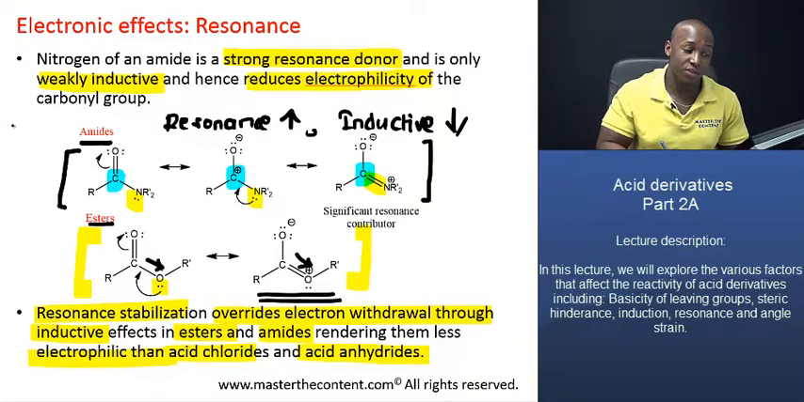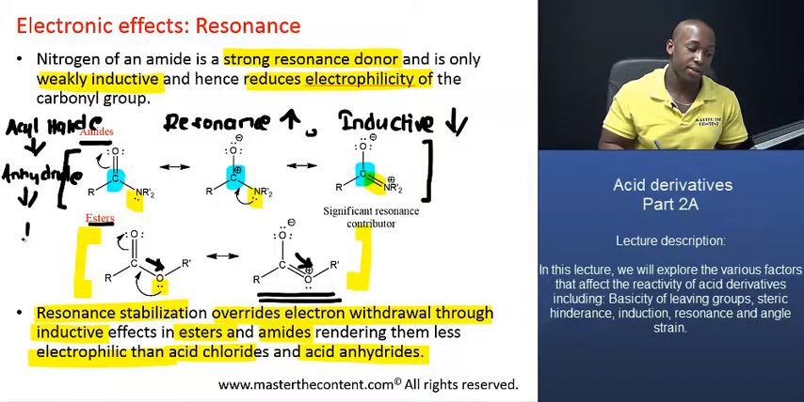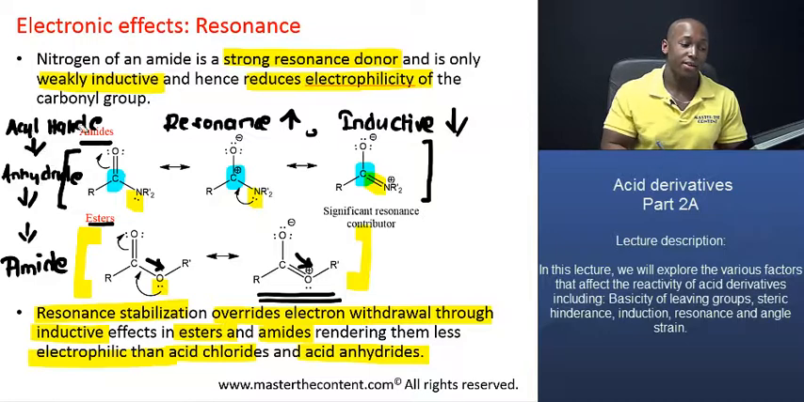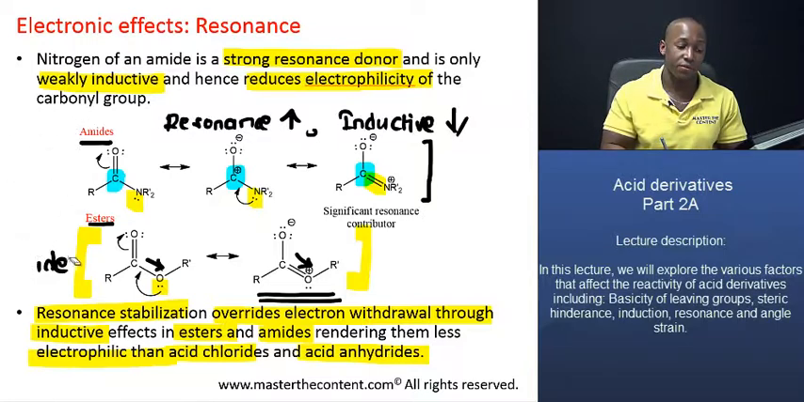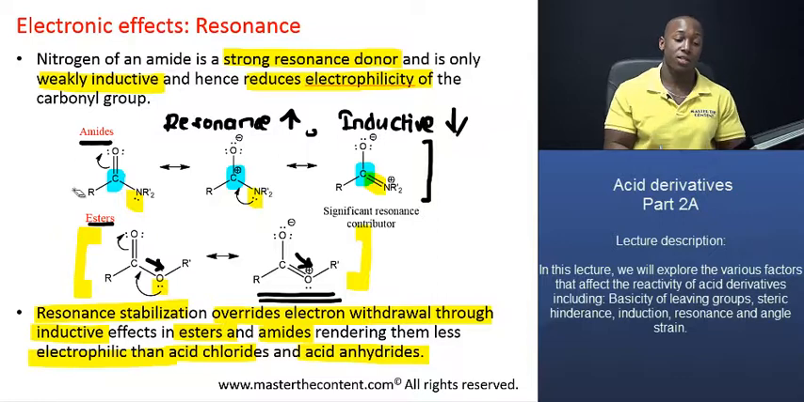And that's why we observe the trend moving from an acyl halide, an acid chloride, down to an anhydride, down all the way to an amide. So that is the rationale behind that order of reactivity as far as electronic effects are concerned. Okay, so I hope you've completely understood what we've talked about.